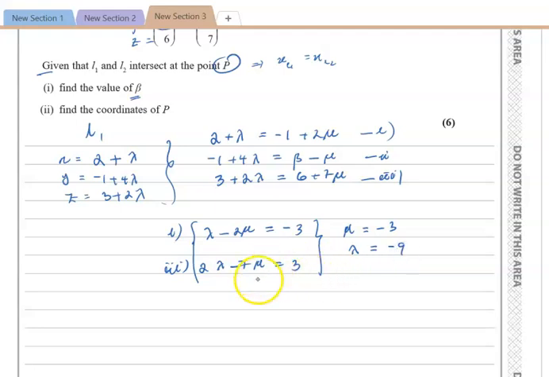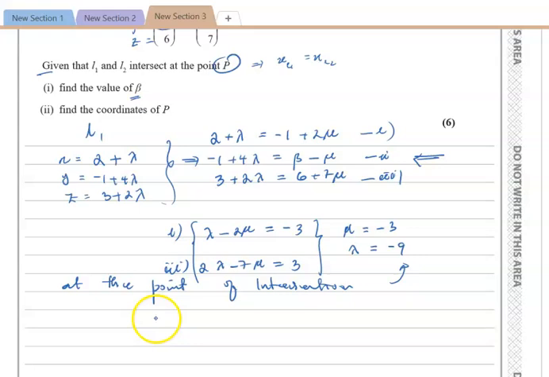You can solve this in the calculator. That means at the point of intersection, the condition is that lambda is equal to minus 9 and mu is equal to minus 3. So how do you find beta? That means this lambda over here should also satisfy the second equation.